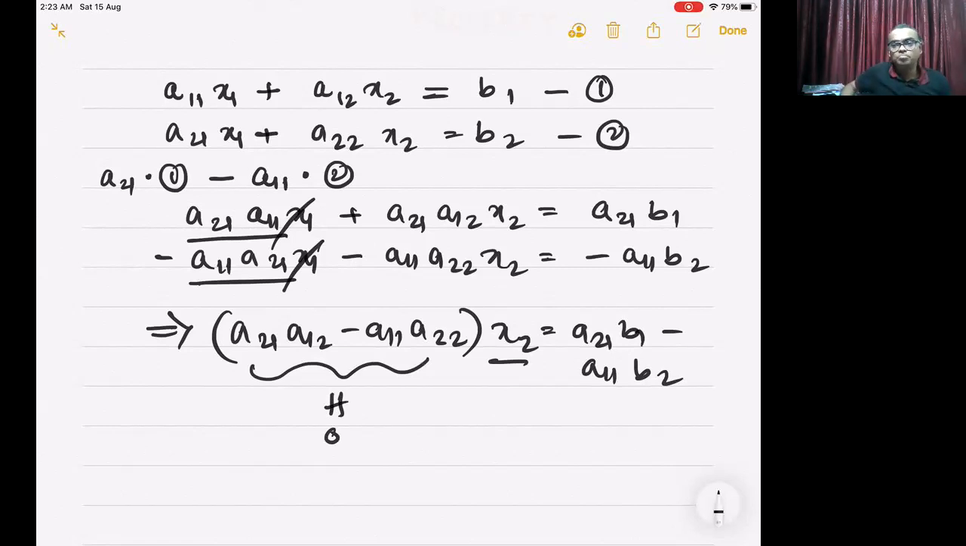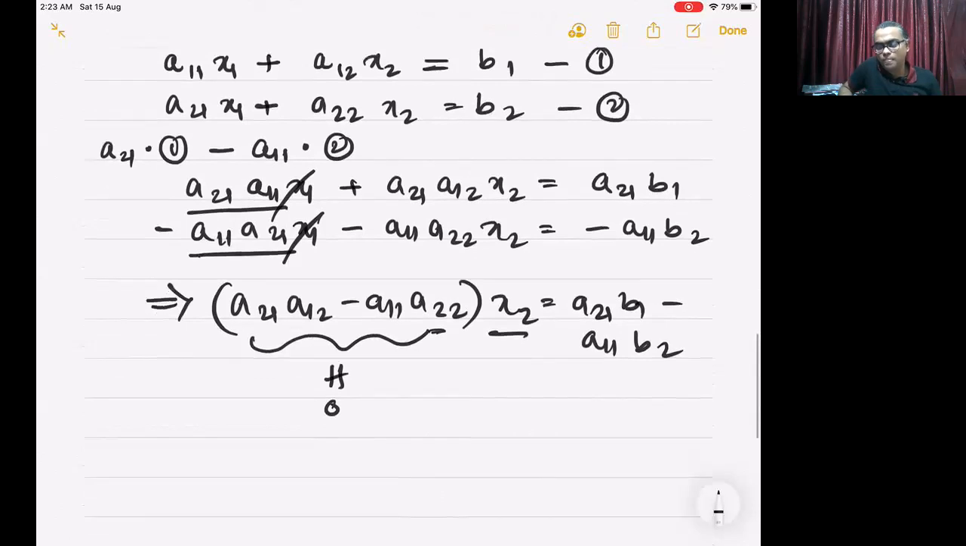But now, it's also important to notice that this being non-zero actually means the determinant is non-zero, because this quantity here is nothing but the determinant. This is in fact the negative of the determinant. But this is zero if and only if the determinant is zero. So therefore, if the determinant is non-zero, then I can use this elimination and get a solution for x2, and then do a substitution and get a solution for x1.